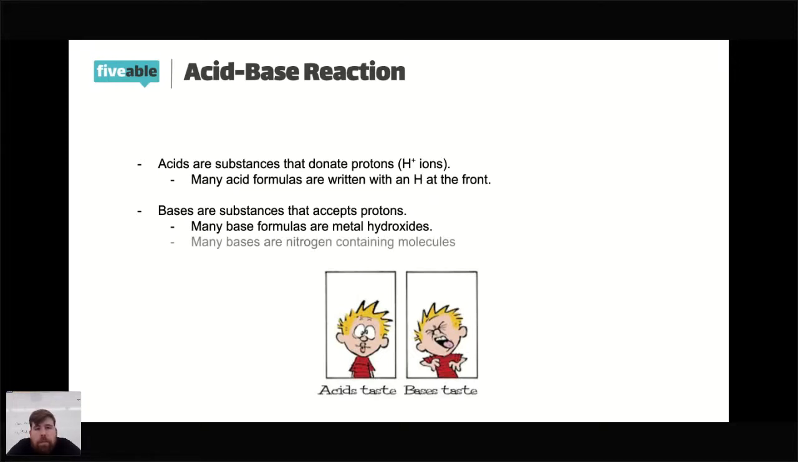The other ones that are less common but good to know as an AP chemist are covalent molecules with nitrogen. Nitrogen can accept hydrogens because of its lone pair. So keep an eye out for nitrogens because they accept protons, they don't get rid of them.